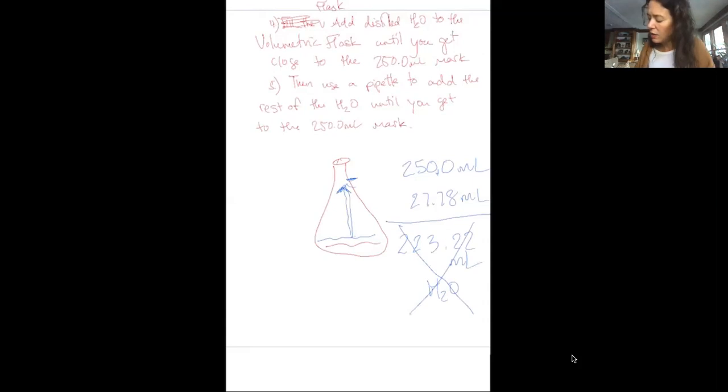Just say add the water until you get to the mark. That's how much water you add. However much water you need till you get to that mark. Okay? It's important that you say that. And you don't say add this much water. You add water until you reach the mark.